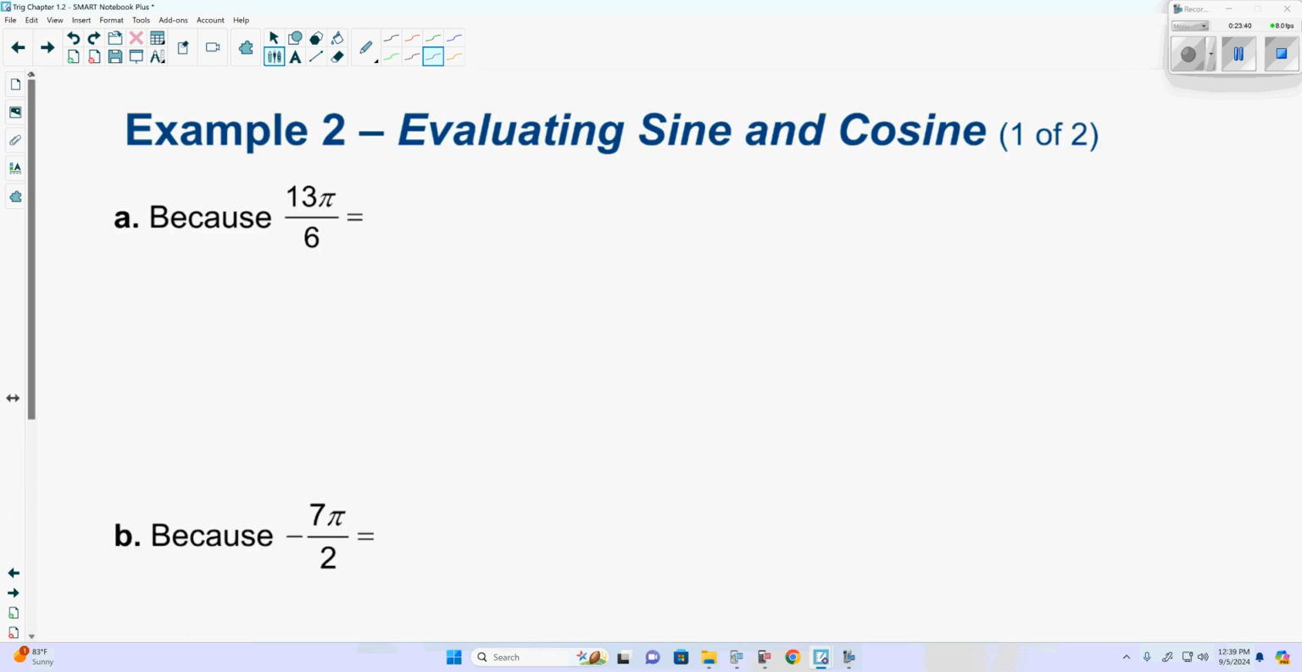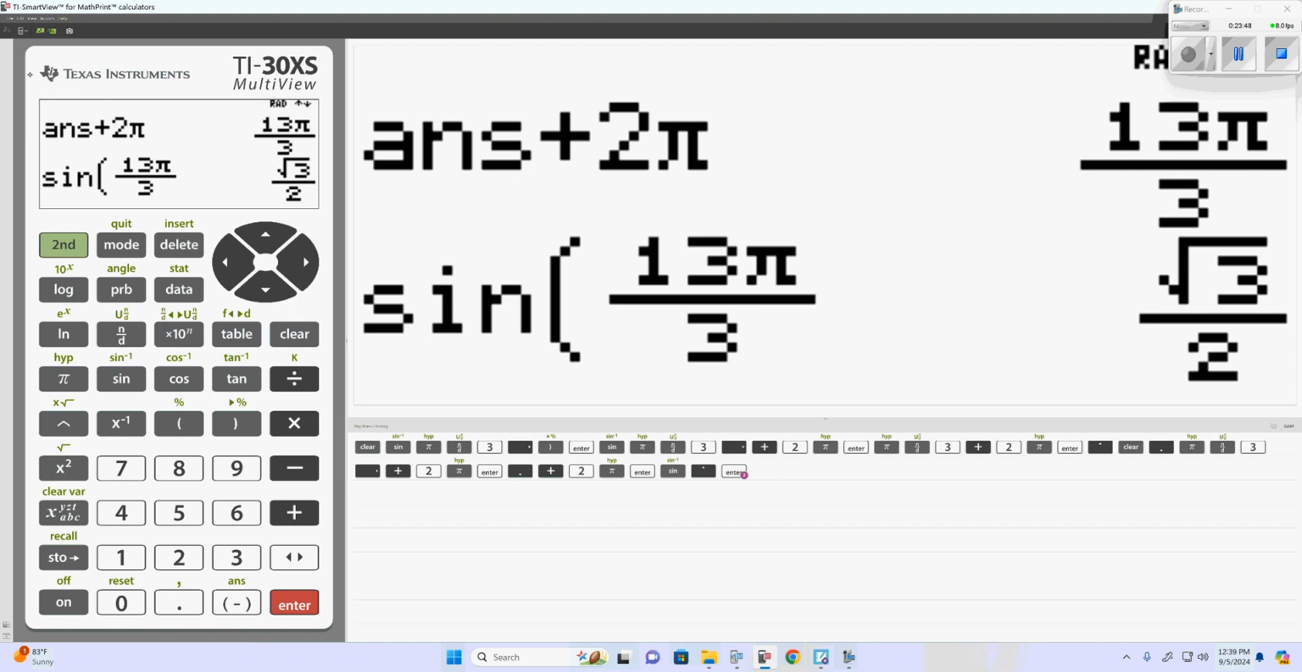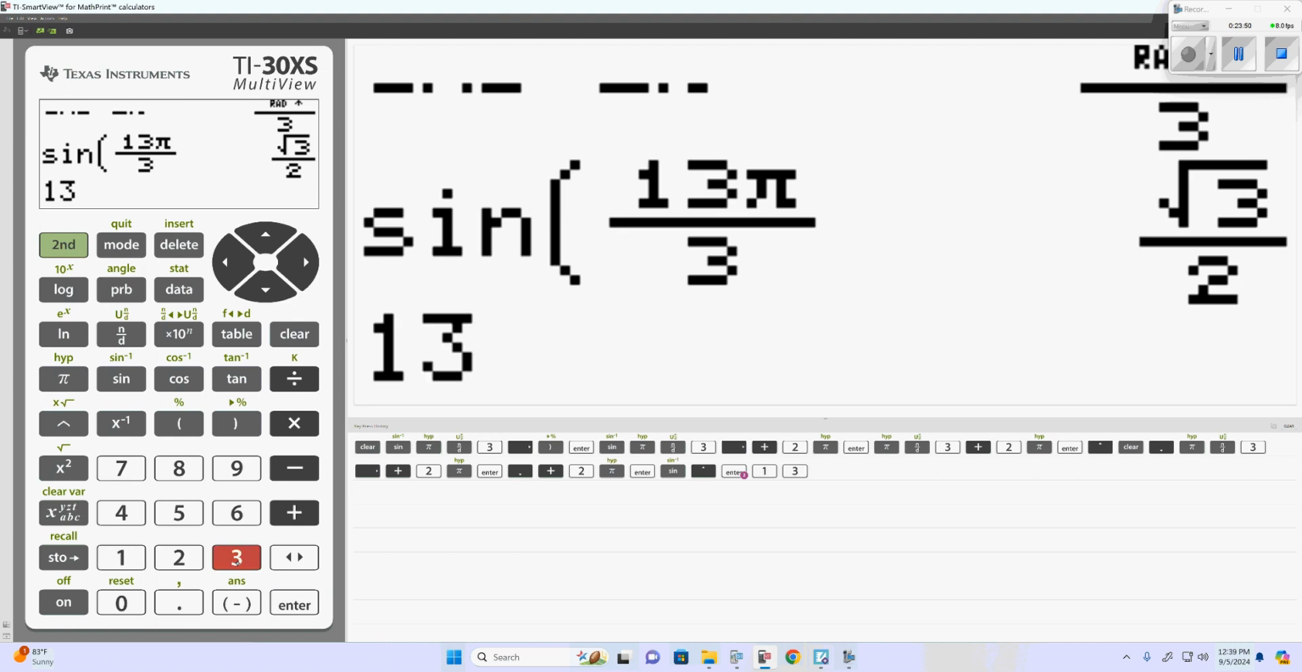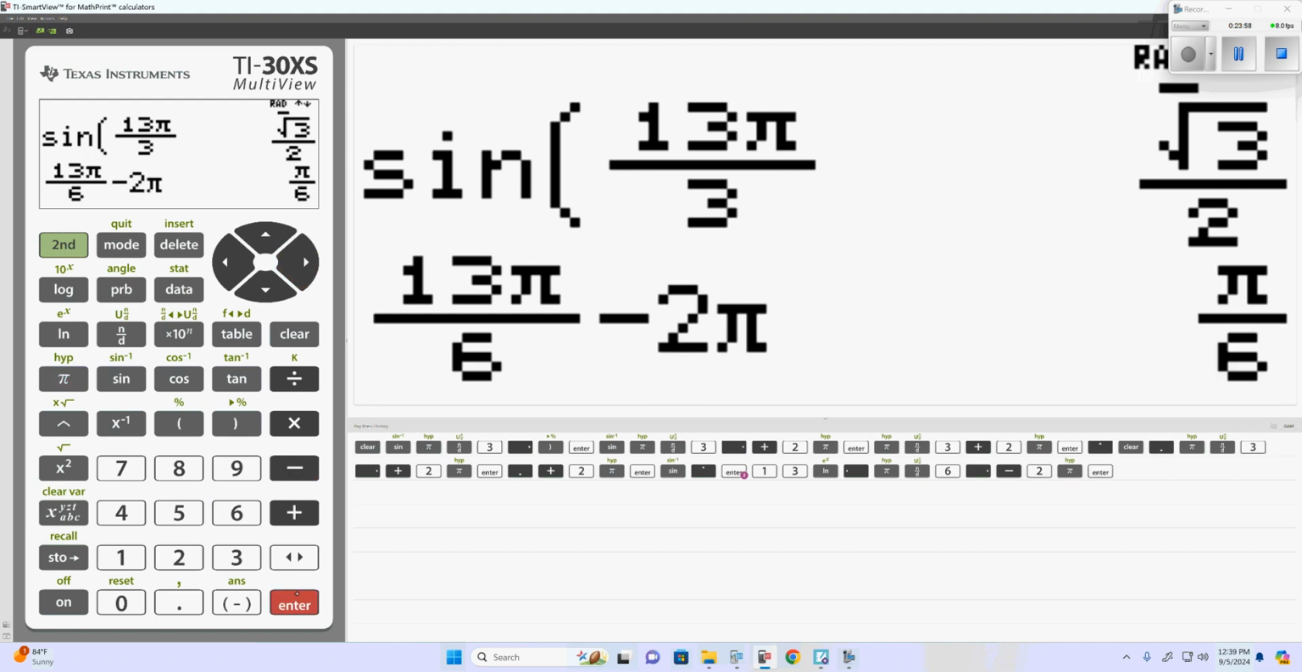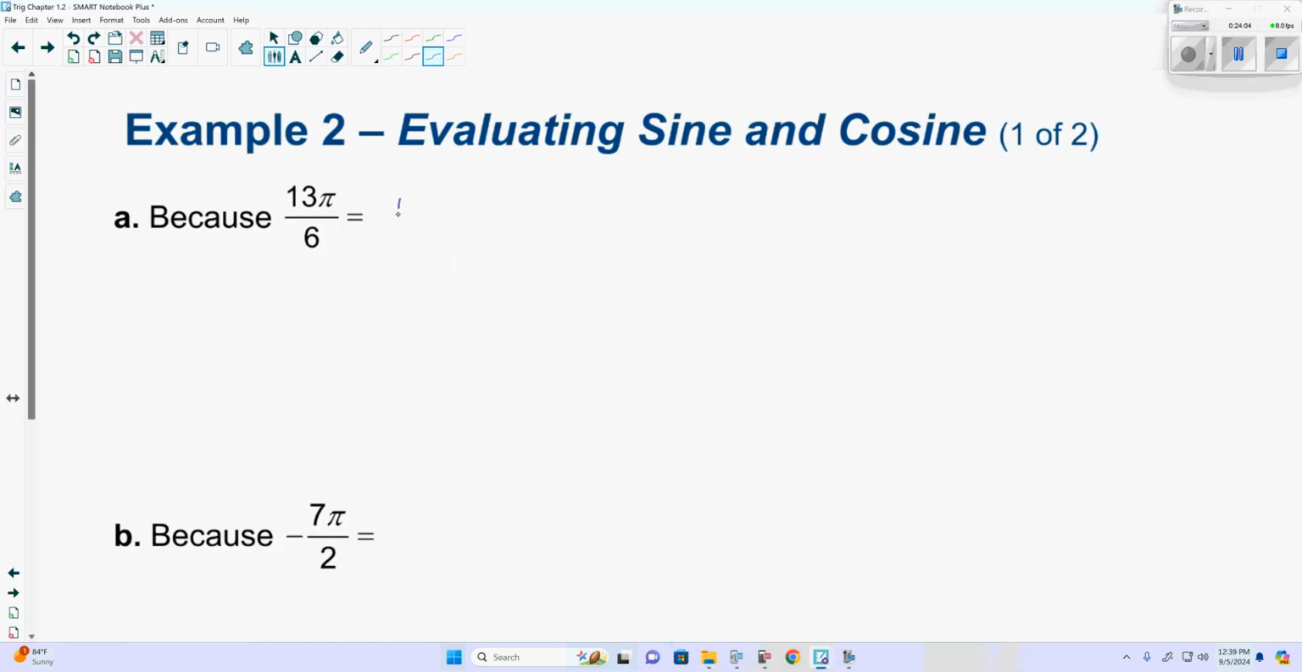With sine and cosine, what they're wanting and explaining with this here is because 13 pi over 6 is bigger than 2 pi. If I take 2 pi away from it, we get pi over 6. So sine, cosine, tangent, cotangent, secant, cosecant of 13 pi over 6 will have the same value as pi over 6.